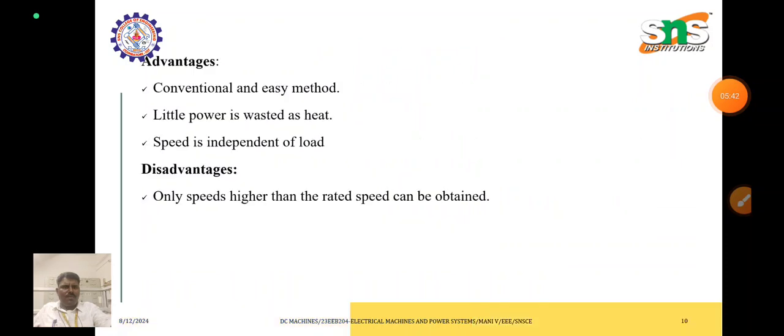These are the advantages: it is a conventional and easy method, little power is wasted as heat, and speed is independent of load. And the disadvantage is that only speeds higher than the rated speed can be obtained.